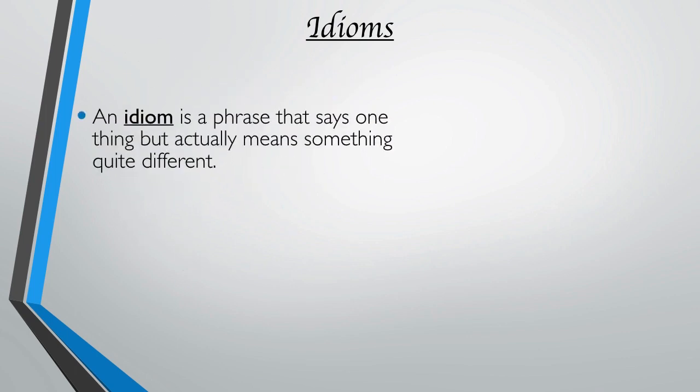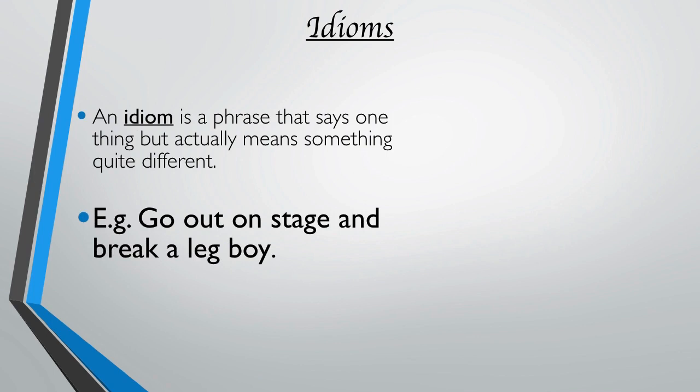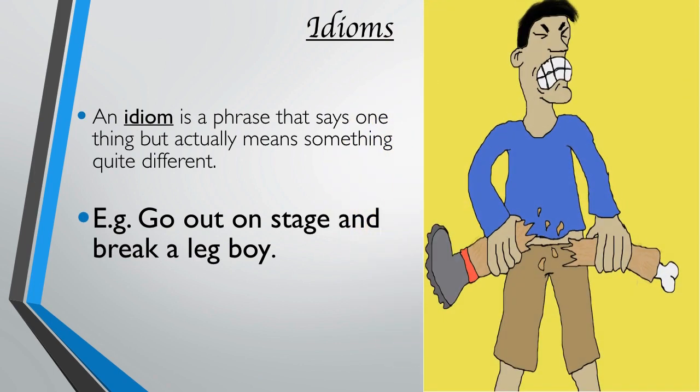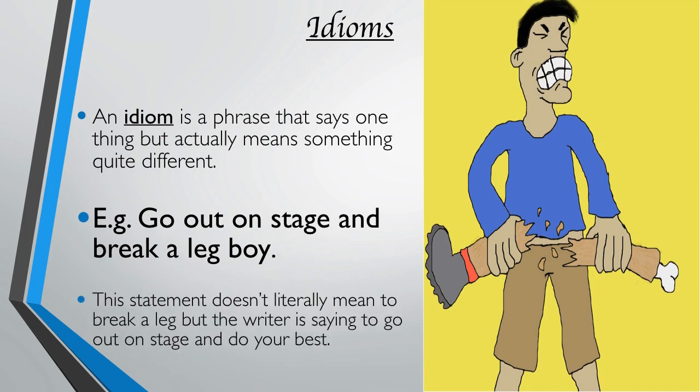Idioms. Let's find out what an idiom is. An idiom is a phrase that says one thing but actually means something quite different. For example, go out on stage and break a leg, boy. Do you think the author really means to go and break a leg, as you see in the picture there? No, this statement doesn't literally mean to go break a leg, but the writer is saying to go out on stage and do your best, please the crowd.